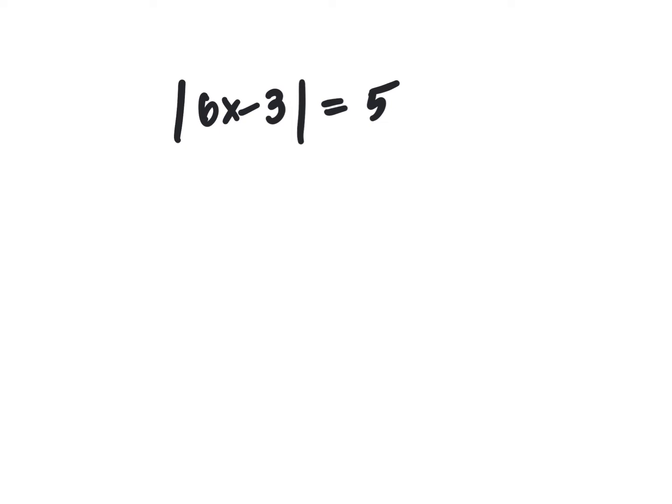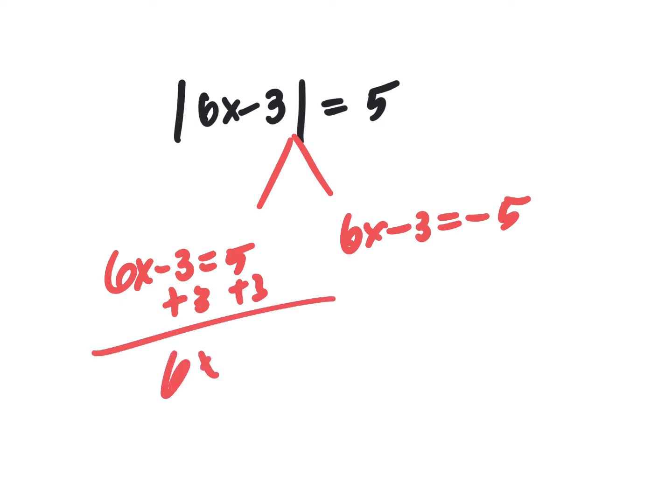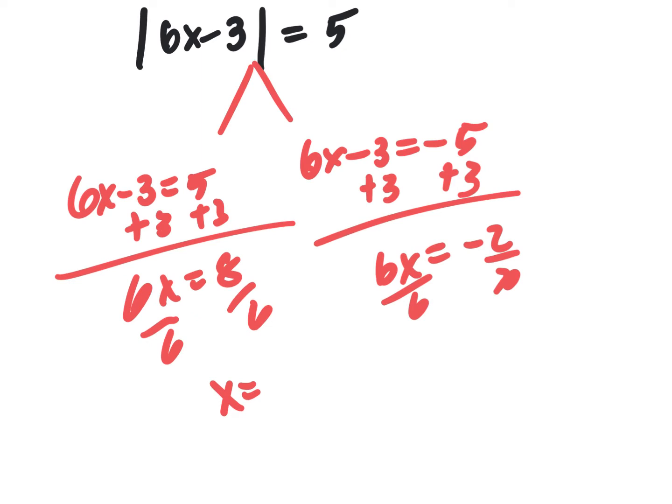Okay, let's see if you split this puppy up into two parts. 6x minus 3 is equal to 5, and 6x minus 3 is equal to negative 5. Then we add 3 to both sides, and we have 6x equals 8. Add 3, and 6x equals negative 2. Divide both sides by 6, and you have x equals, let's reduce 8/6 to 4/3, and let's simplify 2/6 to 1/3, negative 1/3 to be exact. Yay, I got my two answers.